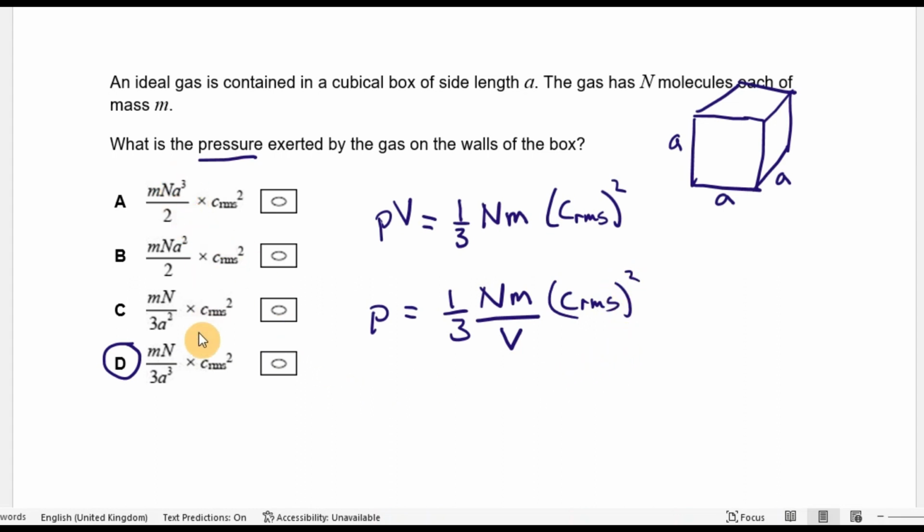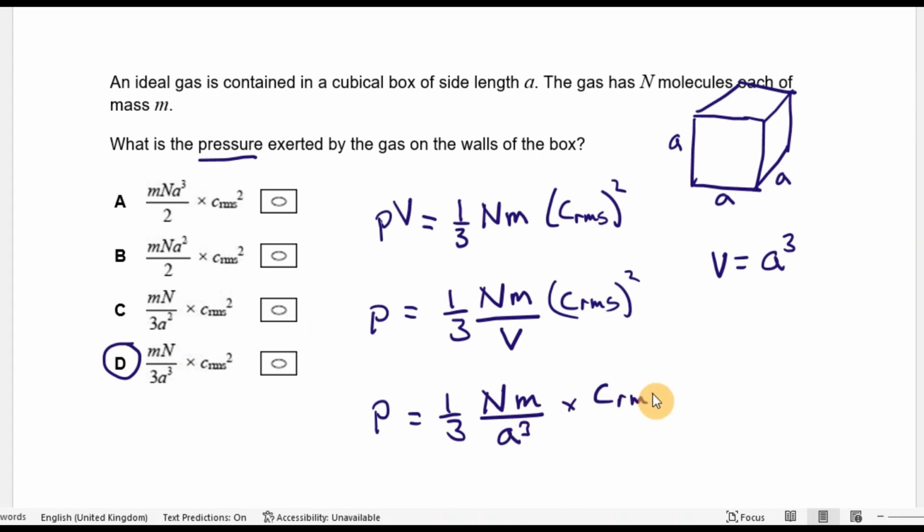Well, if we have a look at the answers here, none of them have V for volume in their answer, but they all have A in their answers. Well, the volume of this box is very simply A cubed. So I can exchange A cubed for V in this equation, and I get a third multiplied by the number of particles, the mass of each particle, over A cubed multiplied by the root mean squared speed.